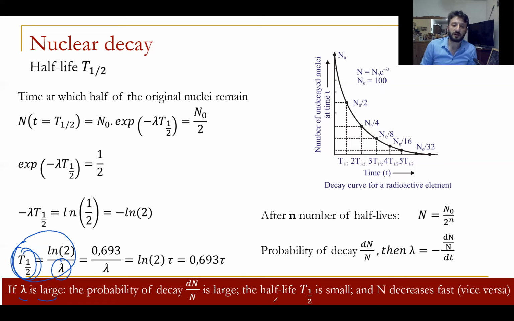Also, in this case, if we have a large value of lambda, we have a large probability of decay, and in this case, N decreases fast. It means we lose fast the number of unstable nuclei to stable nuclei.